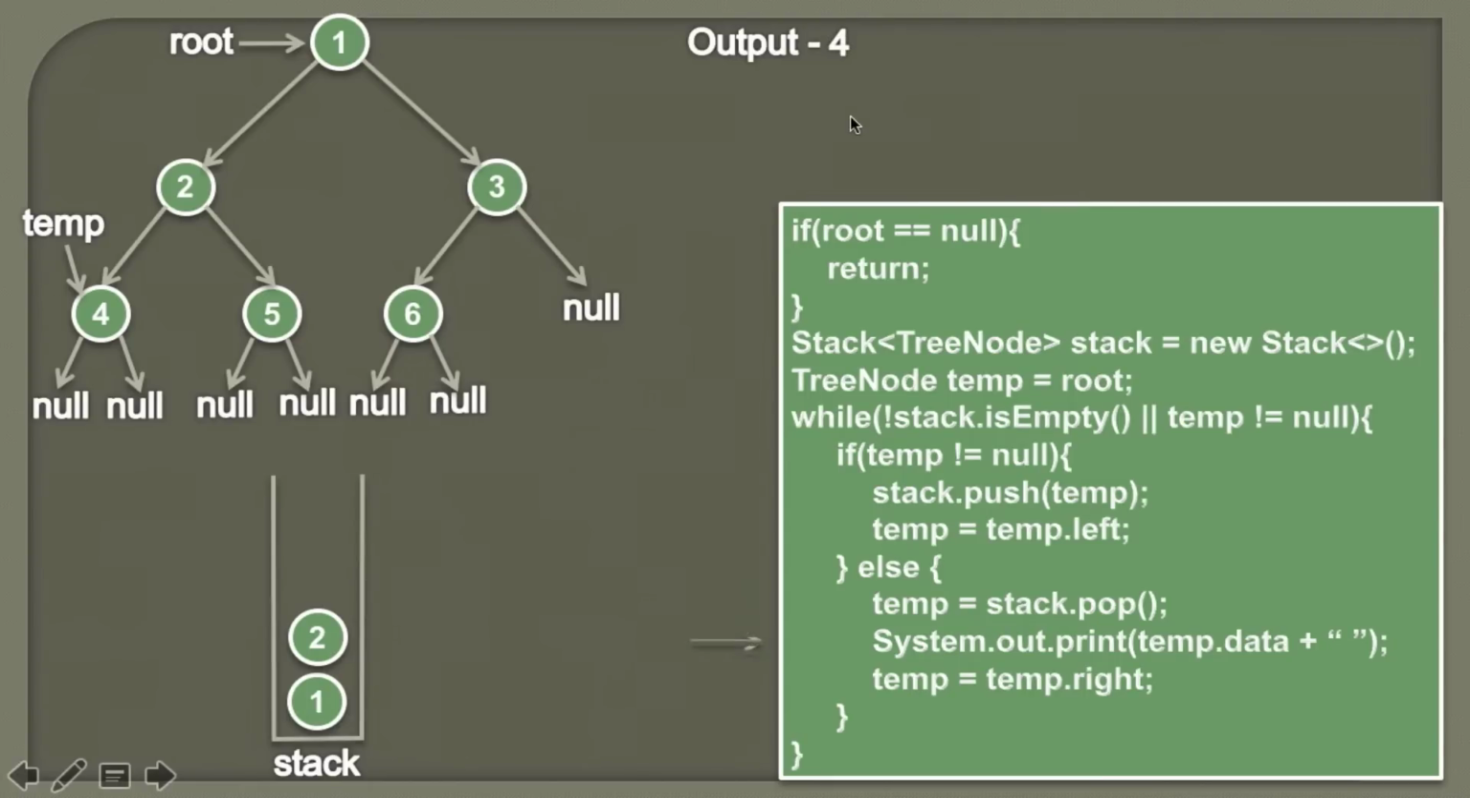Moving ahead. As we have visited node 4, now we'll simply traverse to its right subtree. So we are simply assigning the value of temp.right to temp. Here temp.right is pointing to null. So now temp will point to null. Moving ahead.